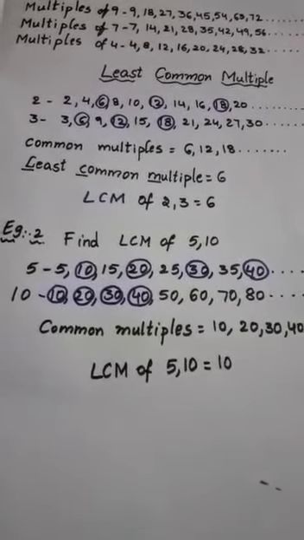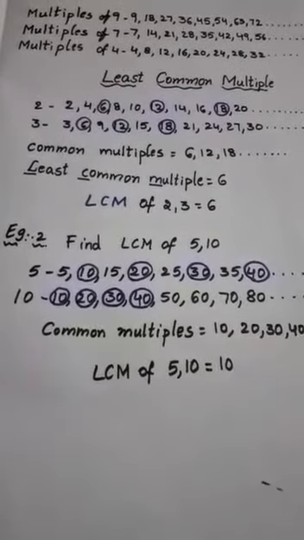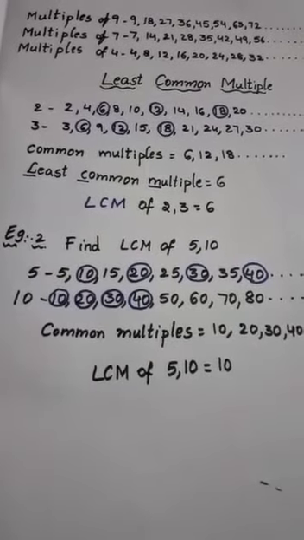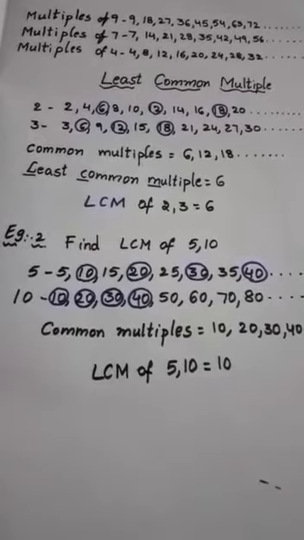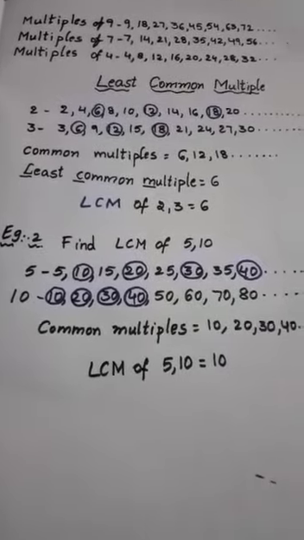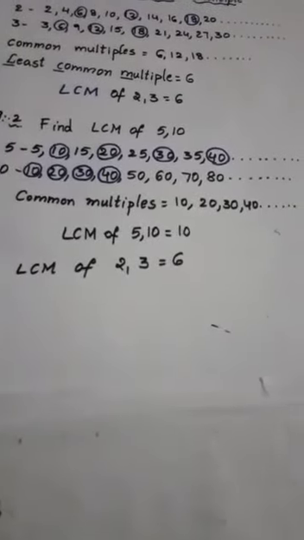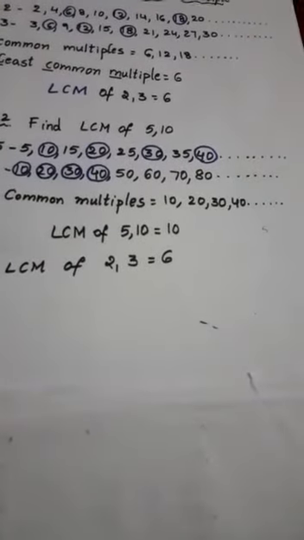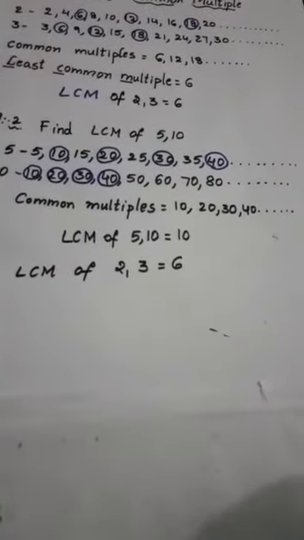Okay. So now I'll explain one shortcut method or properties of LCM. You can find very easily using this shortcut method. So observe here LCM of 5 comma 10. What you got LCM of 5 comma 10?